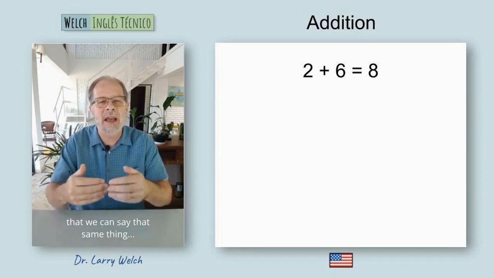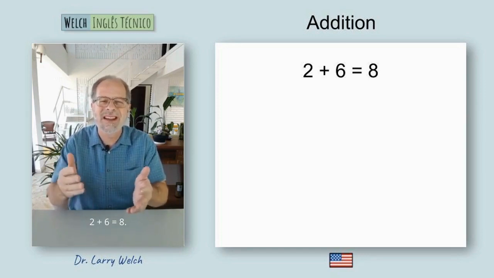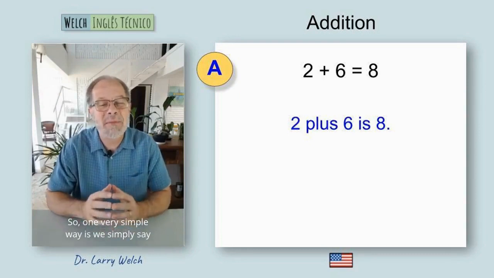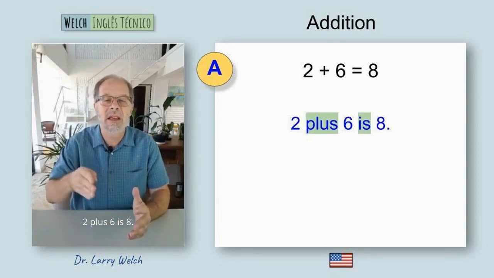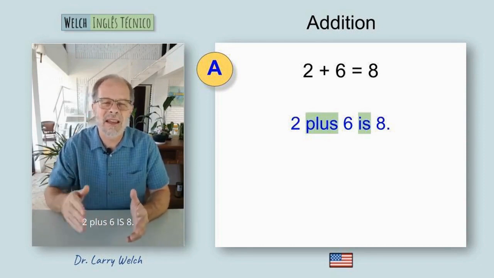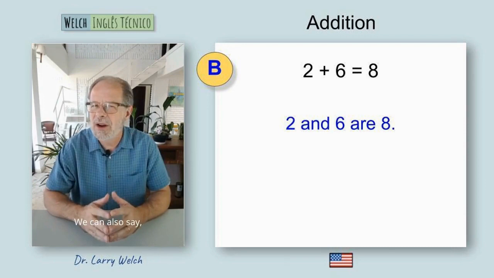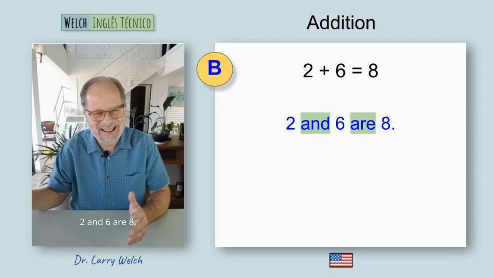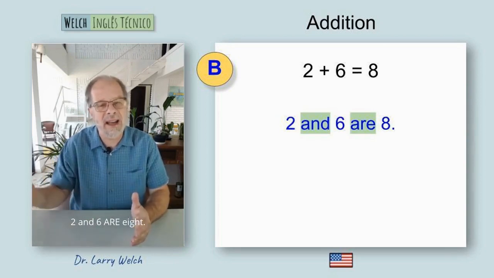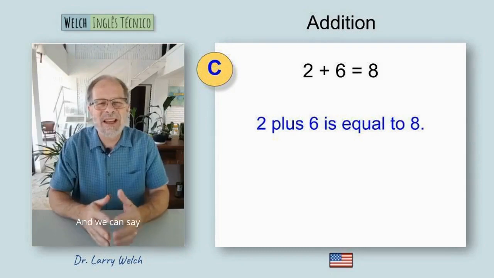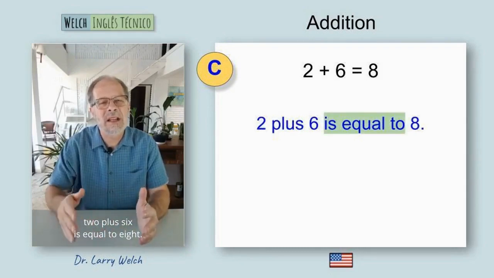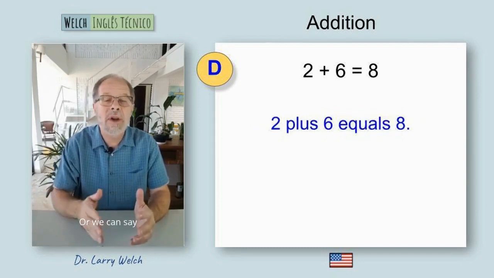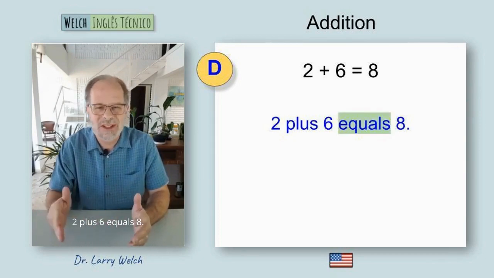And we will use the example of 2 plus 6 equals 8 to talk about the many ways that we can say that same thing. 2 plus 6 equals 8. So one very simple way is we simply say 2 plus 6 is 8. We can also say 2 and 6 are 8. And we can say 2 plus 6 is equal to 8. Or we can say 2 plus 6 equals 8.